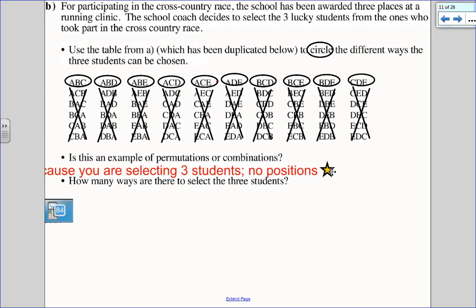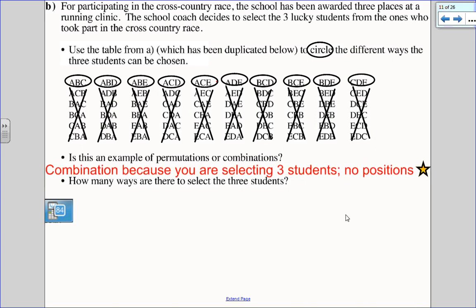So this would be an example of a combination because I am selecting 3 students. There's no positions, there's no first, second, third place, there's just selecting the students. So the ways of doing that, we can see there are 1, 2, 3, 4, 5, 6, 7, 8, 9, 10 different ways of doing that.